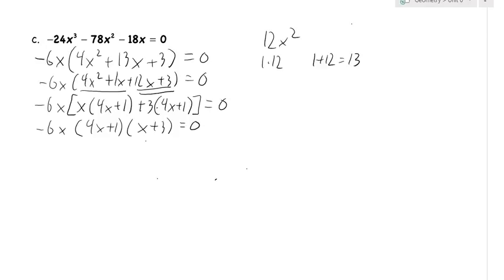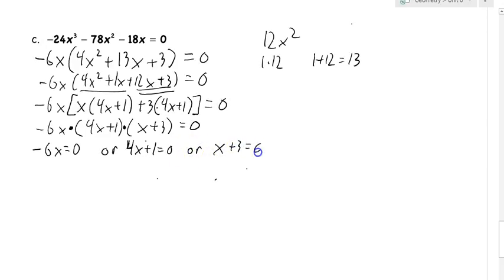But now we have that equals 0. We have things multiplied together that all equal 0. If things multiply together to be equal to 0, then each one of those factors might be 0. So either negative 6x equals 0, or 4x plus 1 equals 0. Or x plus 3 equals 0. 3 small equations to solve.